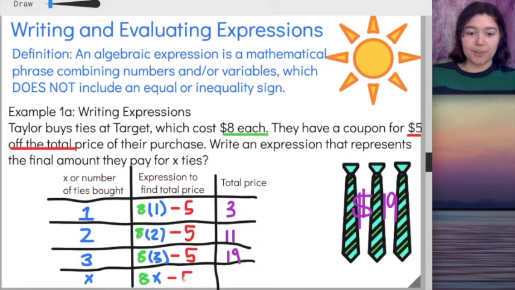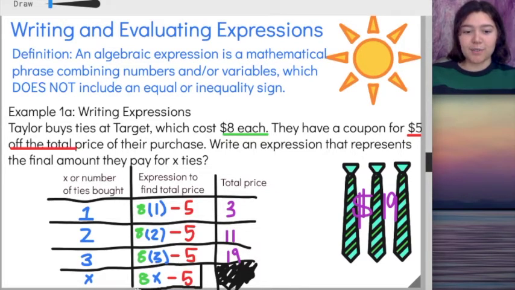Once I figure out how much I pay for my ties, before the coupon, I have to subtract $5 away. So then that's it. That is the expression. That's the answer. There's not a numerical value for this, and that's pretty important. We'll see more, like you can't turn that into 3x or something. That's not true. No, this is my answer then. So my total price, the expression that represents the final amount that Taylor's going to pay, is 8x, or 8 times x, minus 5.